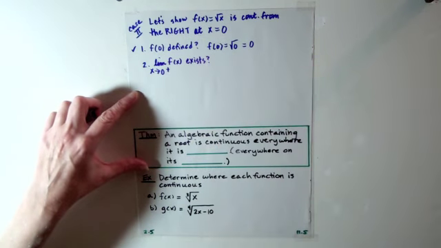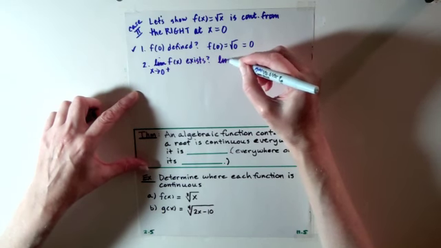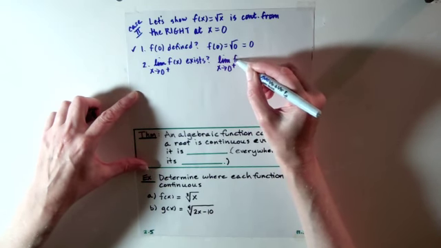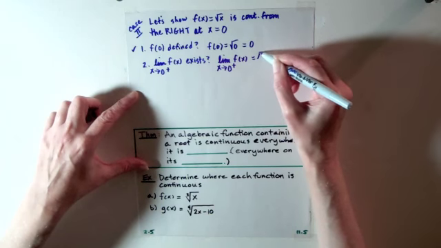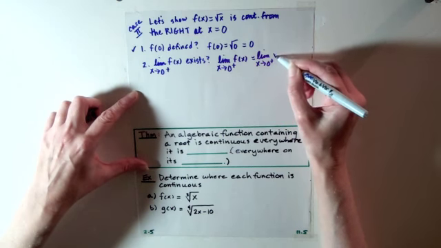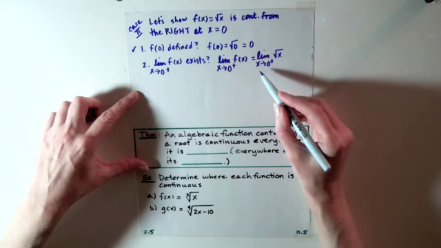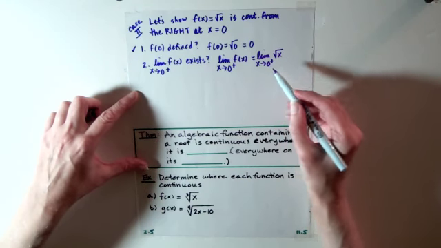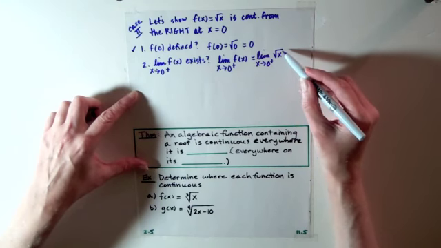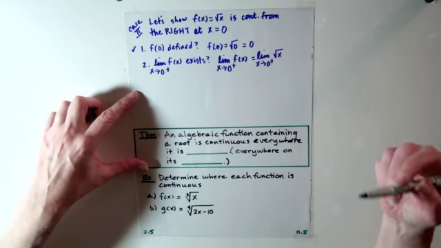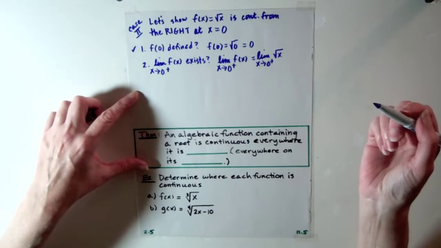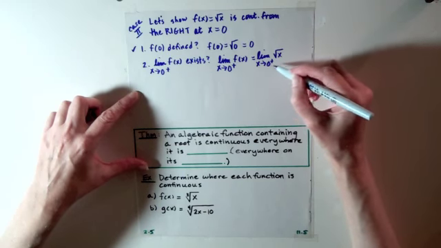So we're wondering, does that limit exist? Well, what is that limit? The limit as x approaches 0 from the right of f of x for this function is just the limit as x approaches 0 from the right of root x. And notice we could not approach 0 from the left because we would be looking at values of x that are negative, and we could not take the square root of a negative number and hope to get a real output.